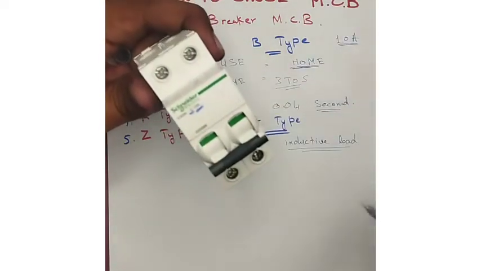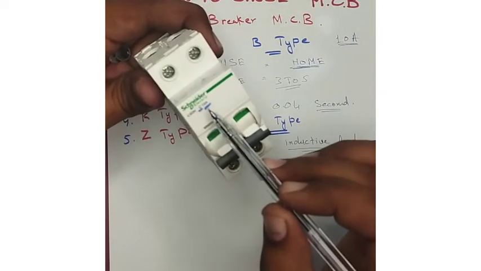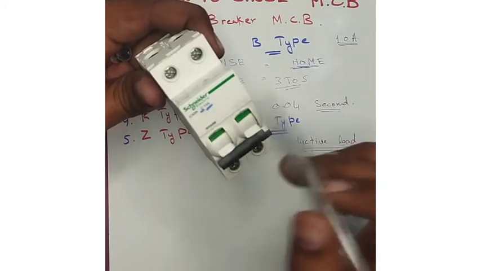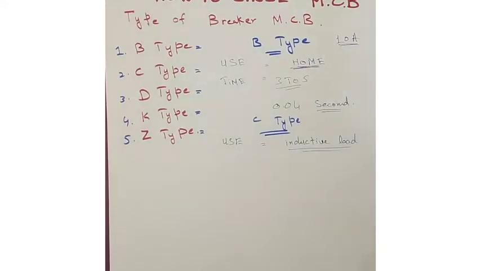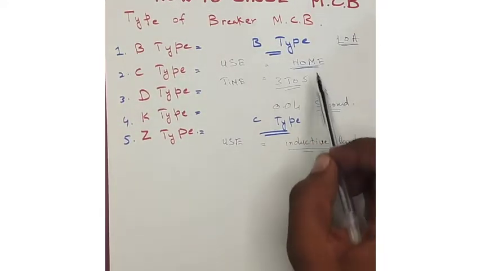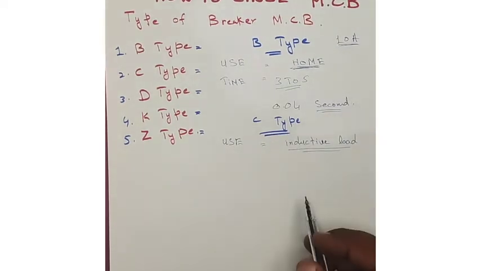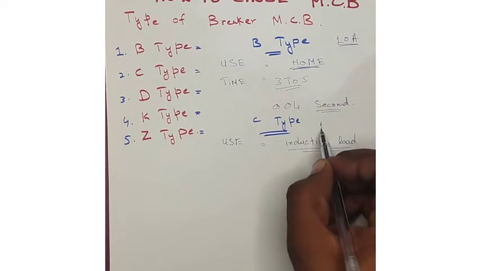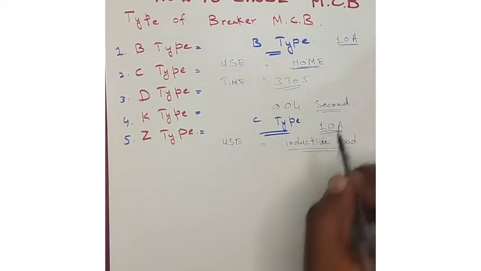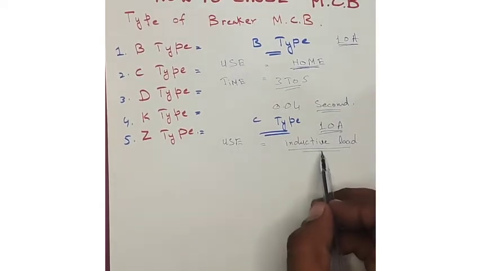I already have a C type breaker. You can see here C10A. The C type breaker you can use for inductive load. And if a B type breaker is not available, you can also use a C type breaker at home. So friends, a 10 ampere C type breaker you can use for inductive load.